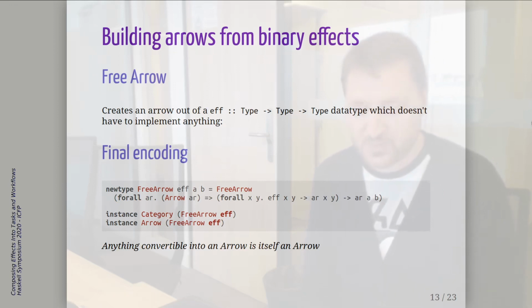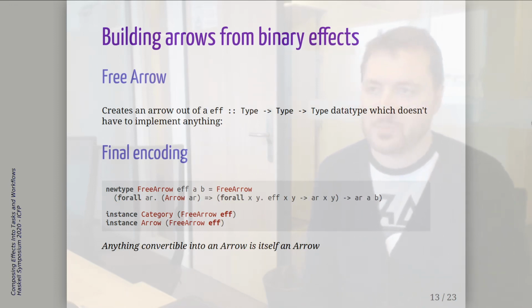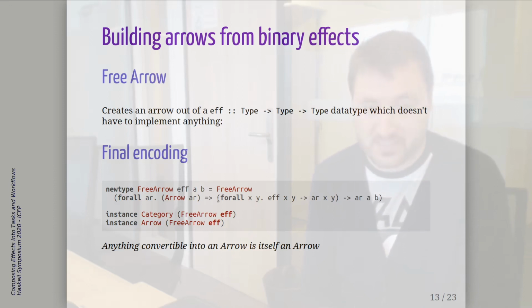So what I represent here is the final encoding of a free arrow. It's a name that may sound a bit barbaric if you're not used to it, but what it really means is that anything that you can convert into an arrow is itself an arrow. By anything that you can convert, what I mean is that you have a function to convert that something, something that I call f here.